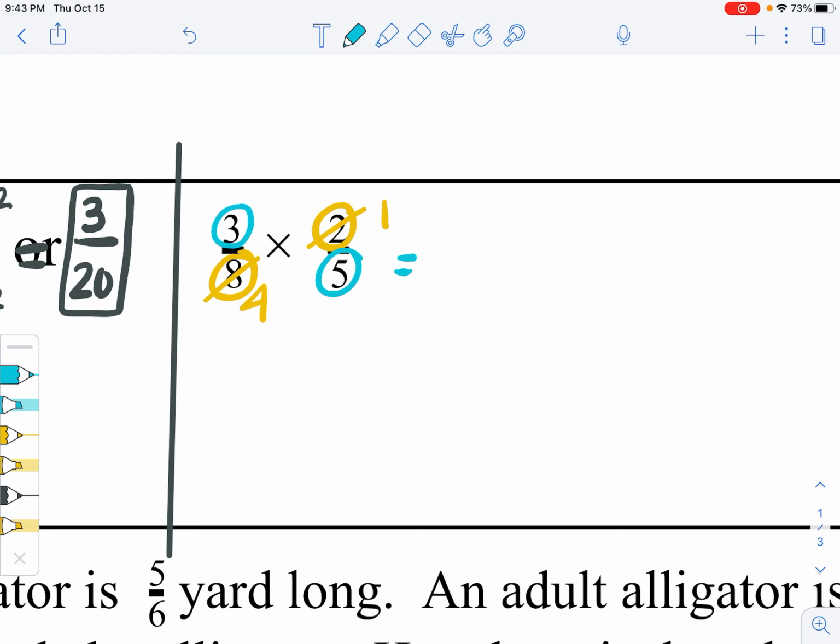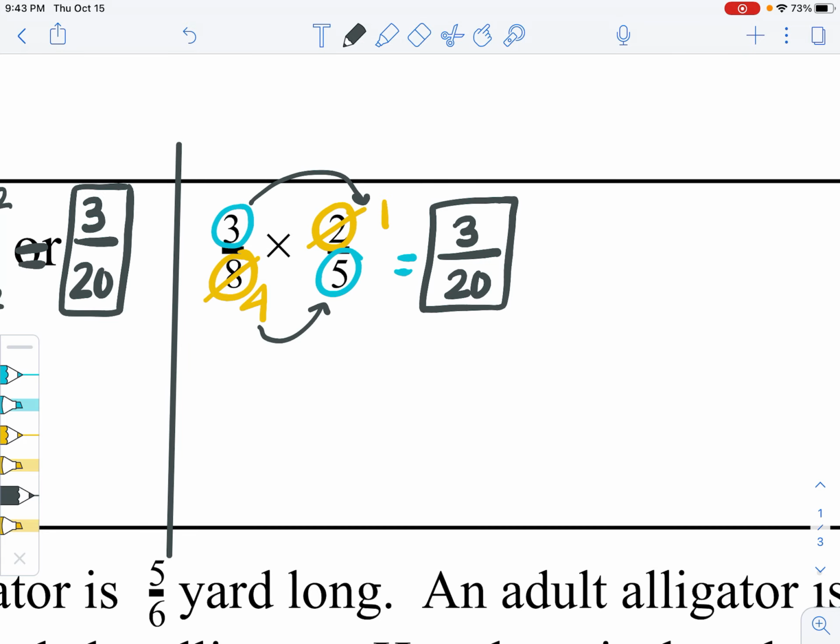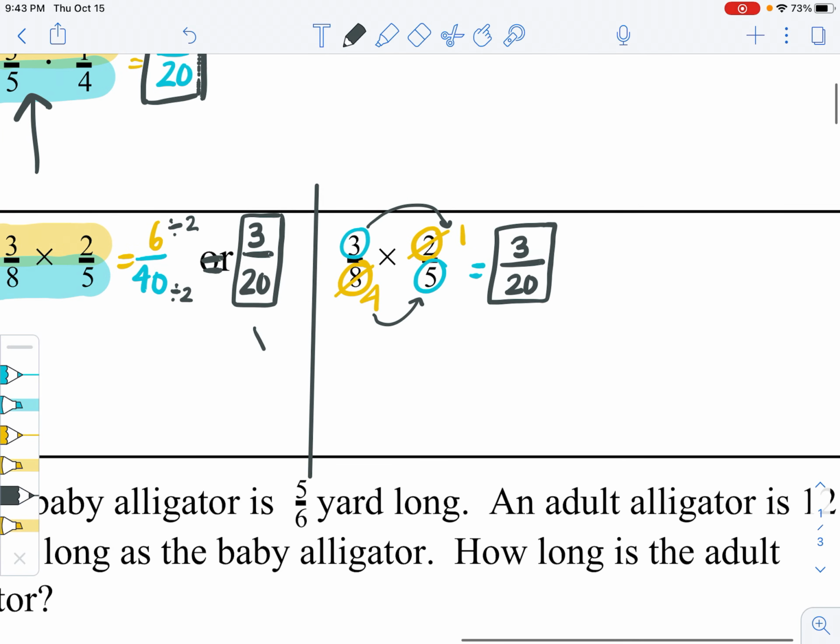And then we're going to multiply straight across. In our numerator, we have 3 times 1, which is 3, and 4 times 5, which is 20, making our final answer 3 over 20, which is the same that we got before.